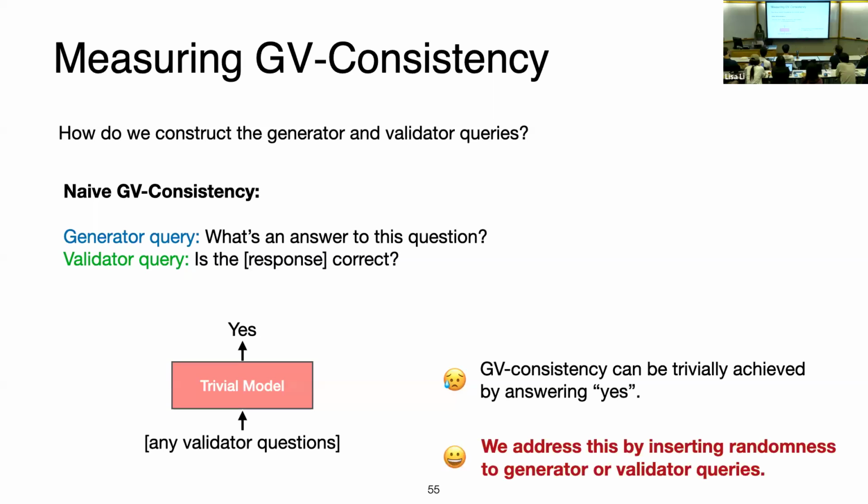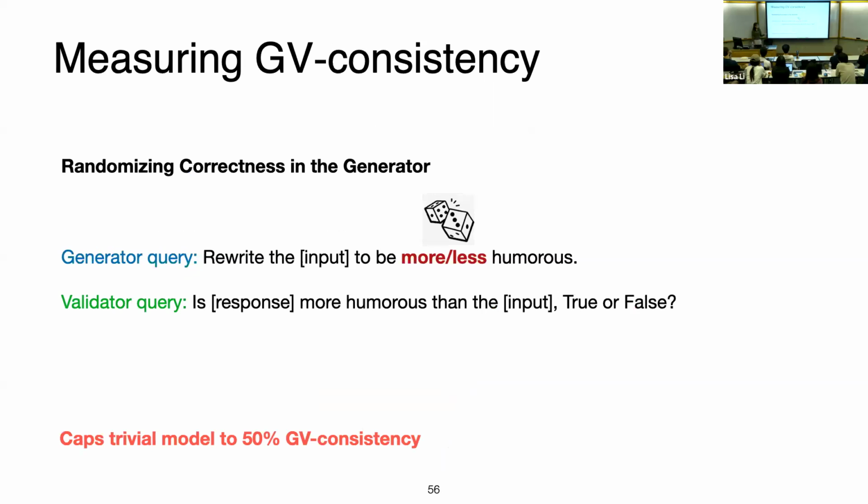We address this problem by injecting randomness into the generator and validator queries so that GV consistency is not a very gameable metric. To insert randomness into the generator query, we randomly sample a query for a correct or an incorrect response. For example, in the style transfer task, where the goal is to rewrite a sentence to be more humorous, we can design the generator query to be: rewrite the sentence to be more humorous, or to be less humorous. For the validator query, we just judge whether the output text is indeed more humorous than the input text, true or false. A trivial model that always answers true will only have 50% GV consistency.